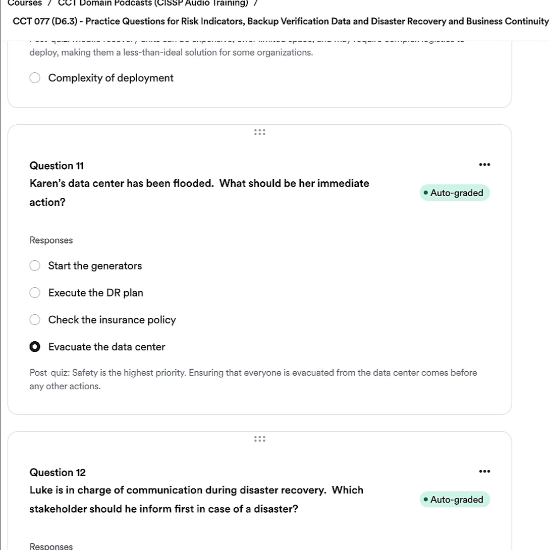A, start the generators. B, execute the DR plan. C, check the insurance policy. Or D, evacuate the data center. So again, it's been flooded. First thing, safety. Always safety, right? So evacuate the data center.